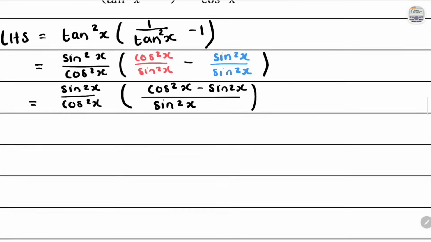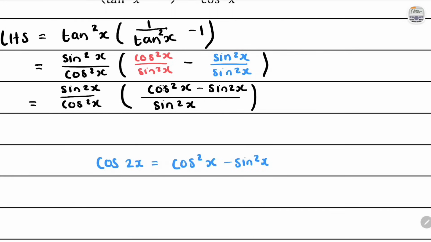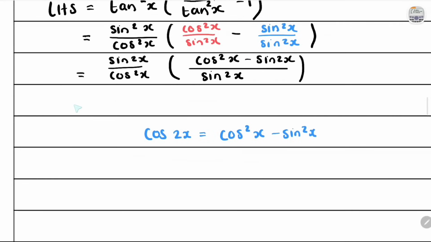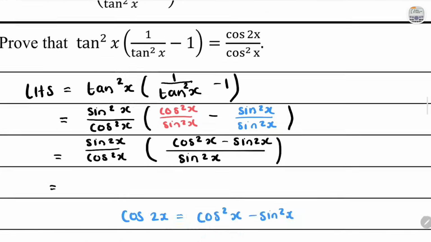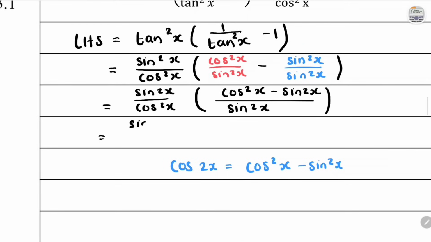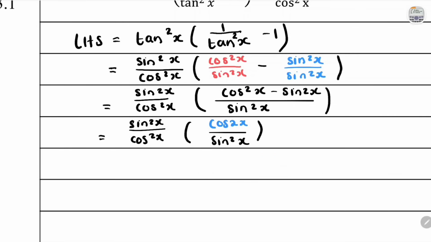Okay, that is a double angle identity. So remember this double angle identity. It means that in place of cos squared x minus sine squared x, we can just say cos 2x, which you can see that we have in our solution. So this is simply sine squared x over cos squared x multiplied by cos 2x over sine squared x. And these two fractions are just multiplying.